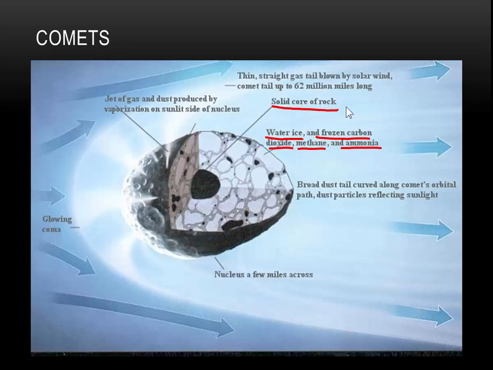We also have comets. Comets are like small rocky things, where the rock will be made of iron compounds and silicon compounds and so on, surrounded by water ice, frozen carbon dioxide, which is like dry ice, also methane and ammonia. The nucleus itself is just a few miles across.